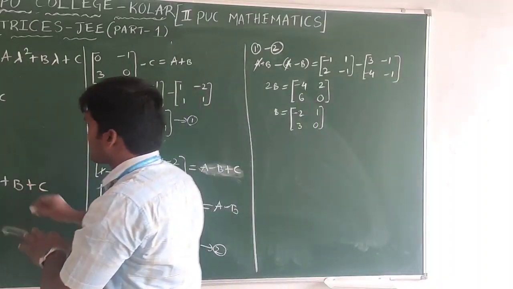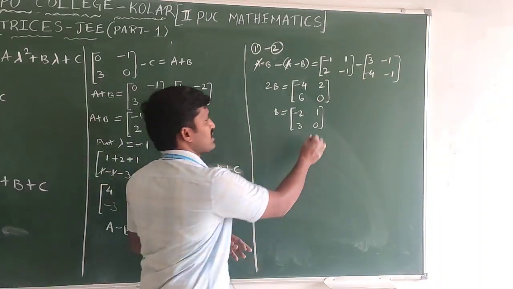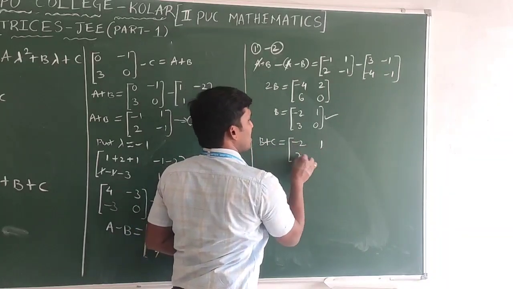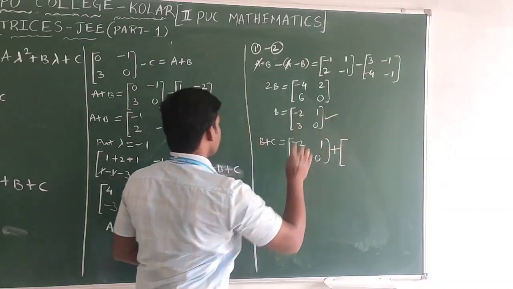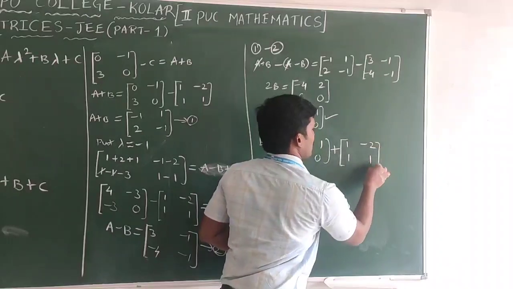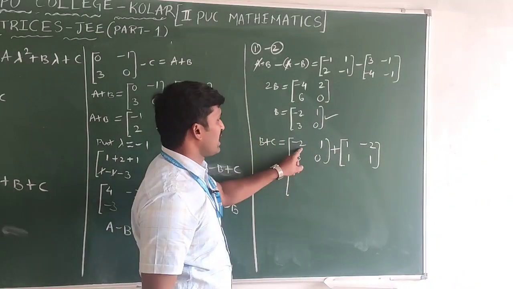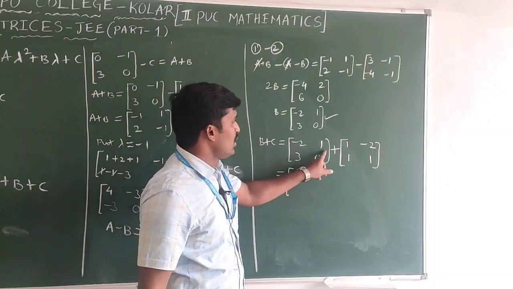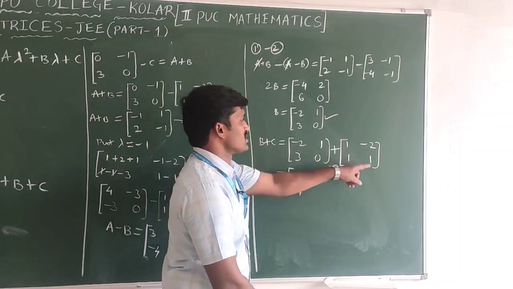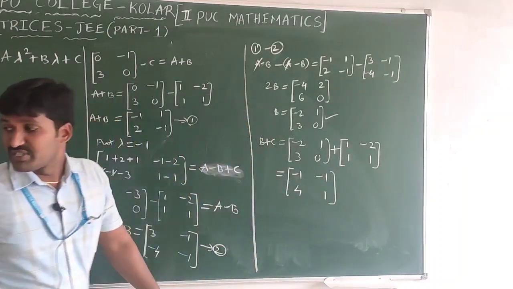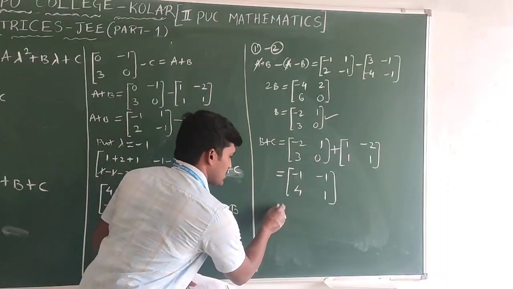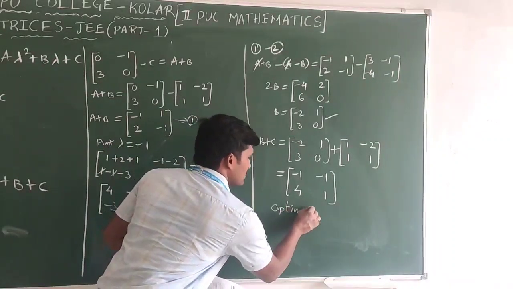Now we got the B matrix and the C matrix. We need to add both. B matrix is [minus 2, 1; 3, 0] plus C matrix [1, minus 2; 1, 1]. Add this: minus 2 plus 1 is minus 1; 1 minus 2 is minus 1; 3 plus 1, 4; 0 plus 1, 1. Now which option is correct? Option A, all of you check once. Option A is correct for the B plus C matrix.